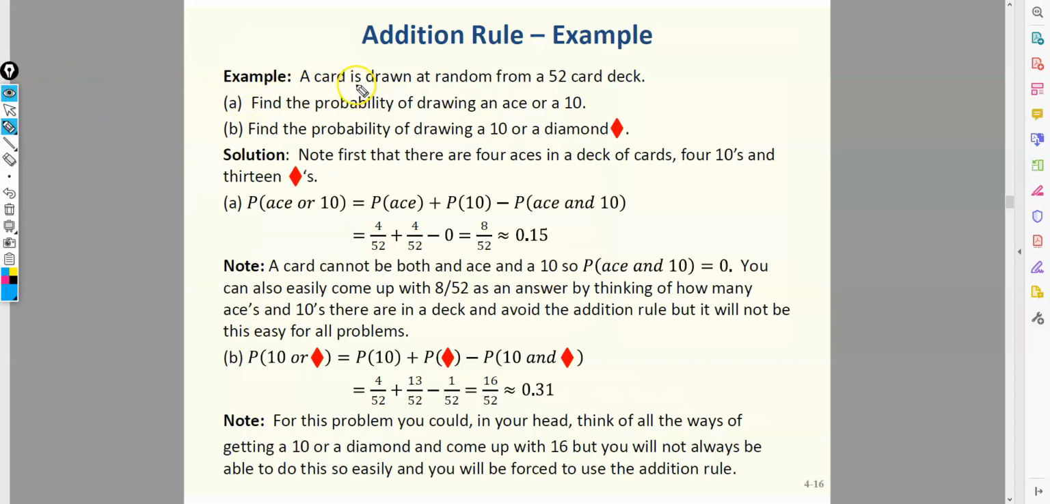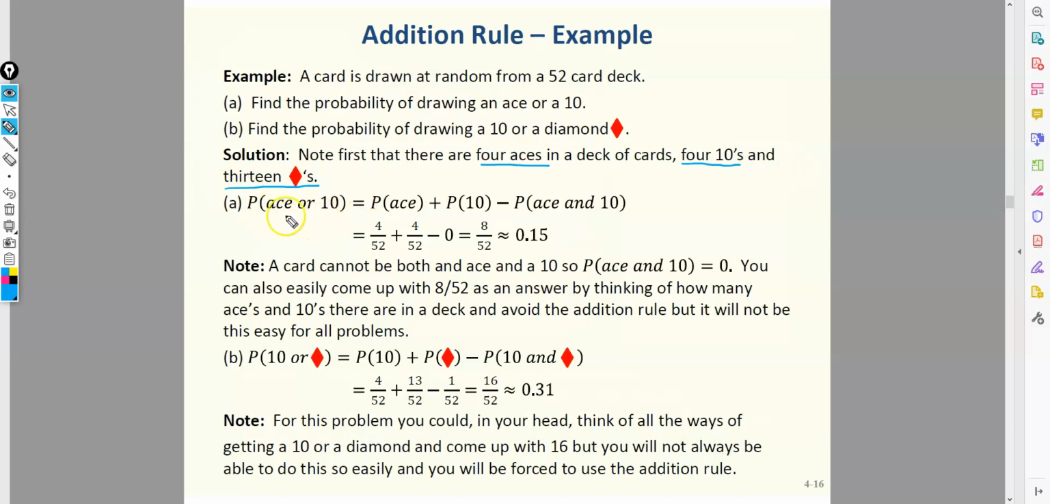So in this example, we have a card is drawn at random from a standard 52 card deck. And for part A, we want to find the probability of drawing an ace or a 10. And then we want to find the probability of drawing a 10 or a diamond, indicated like this. So first of all, note this before we start the problem. In a standard deck of cards, you have 4 aces, 4 tens, and 13 diamonds. So take note of that first.